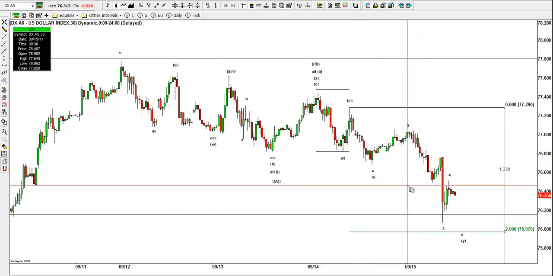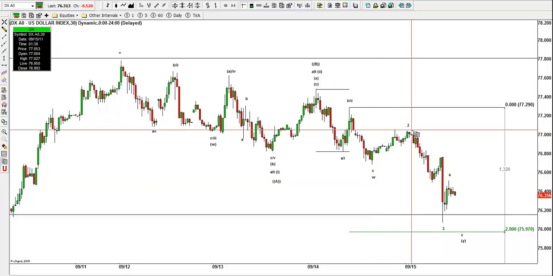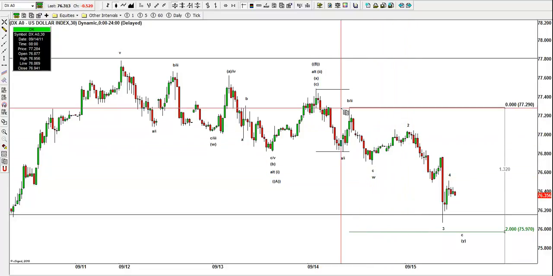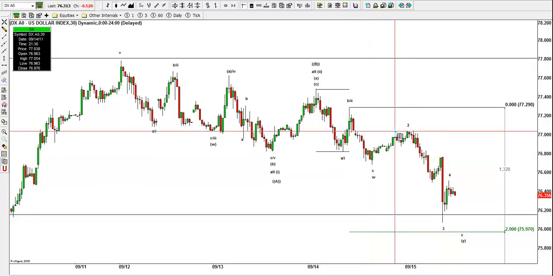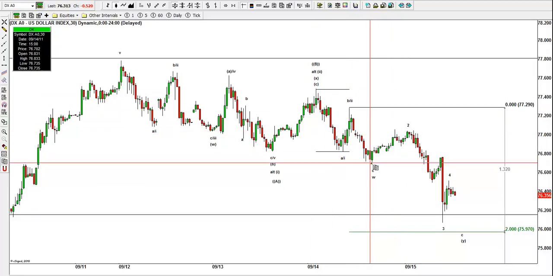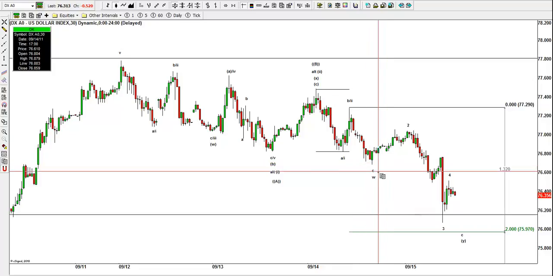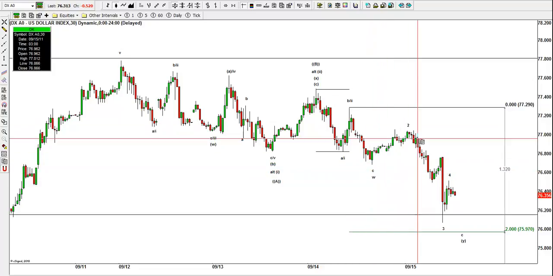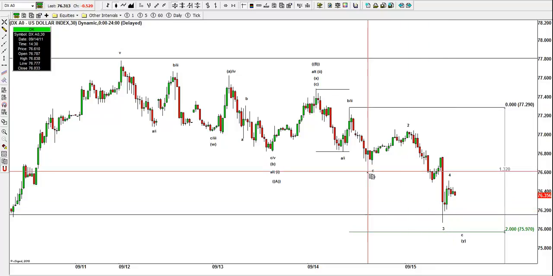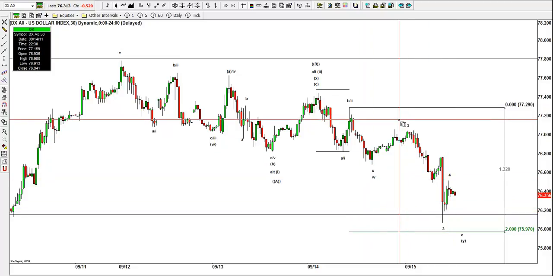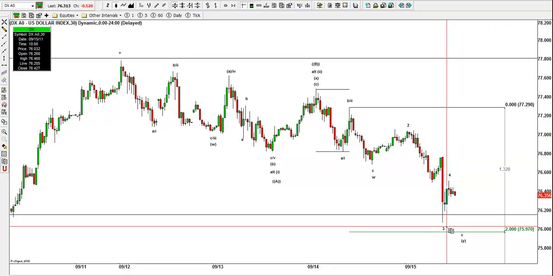But I don't like it. I don't like the idea that this leg is the 618 of this, and then this leg have nothing to do with these three together. So technically speaking, that's the best bullish scenario for the dollar from current levels, that you got W, X, and then you got A, B, Z.